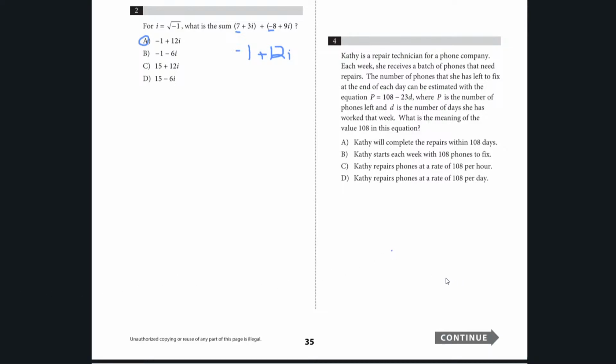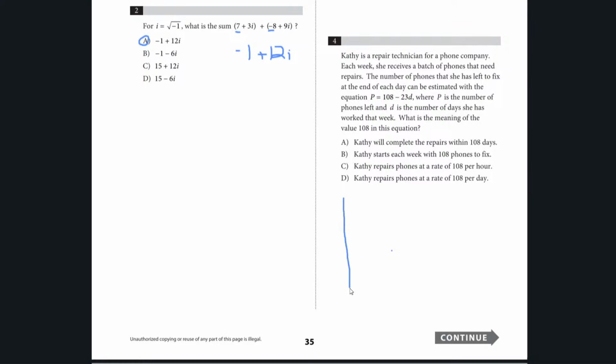Kathy is a repair technician for a phone company. Each week she receives a batch of phones that need repairs. The number of phones that she has left to fix at the end of each day can be estimated with the equation P is equal to 108 minus 23D, where P is the number of phones left and D is the number of days she has worked that week. What is the meaning of the value of 108 in this equation?